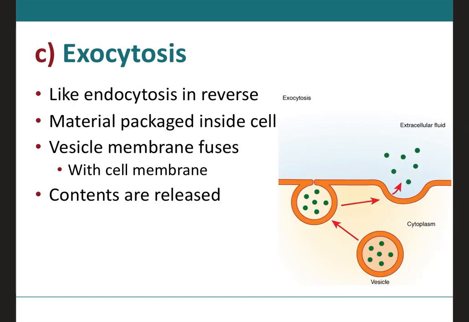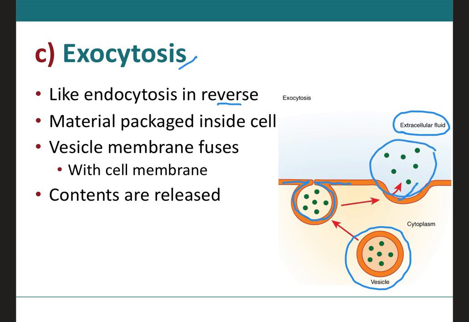Next, we have exocytosis, which is much like endocytosis, but it's actually a reverse process. So the material now, instead of staying inside of the cell, wants to go outside of the cell. The material destined to be exported out of the cell is packaged into a vesicle inside of the cell, and the membrane of the vesicle will then fuse with the cell membrane, and therefore the contents are released into the extracellular space.